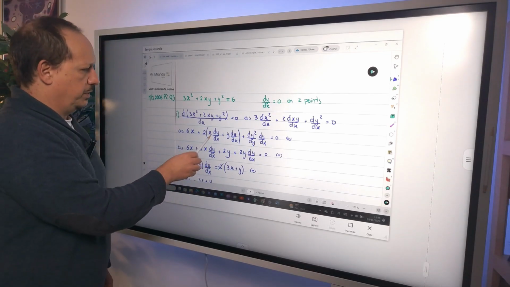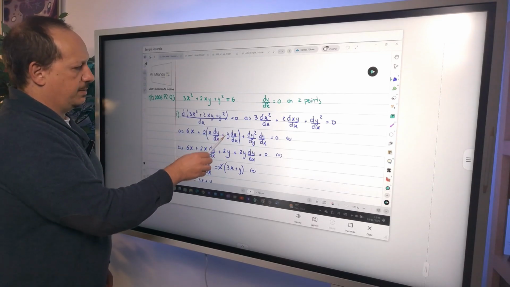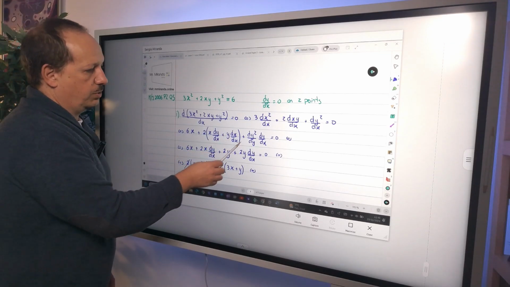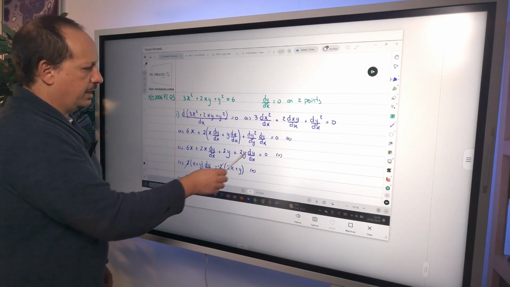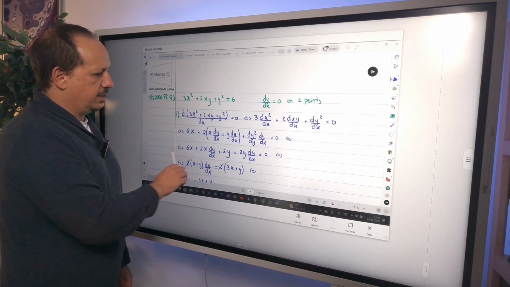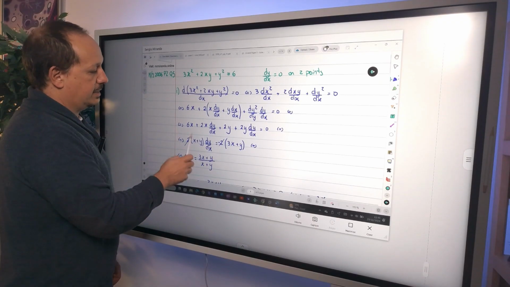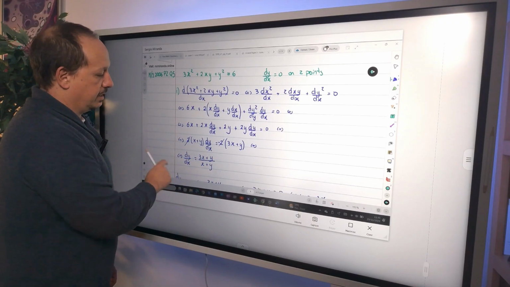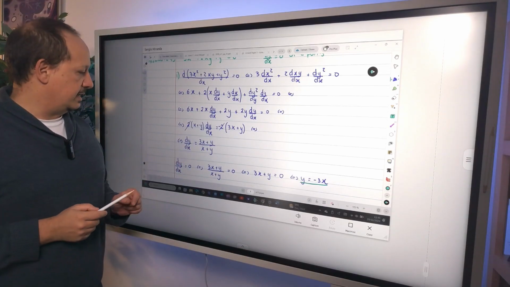So the outcome of this is just 2x dy by dx plus 2 times y, dx by dx is just 1. This is just 2y dy by dx. So you have here the 2 terms with dy by dx, put them together, send everything else to the other side of the equal, factorize the dy by dx, and finally send this to the other side as well, and here you have the expression for dy by dx.